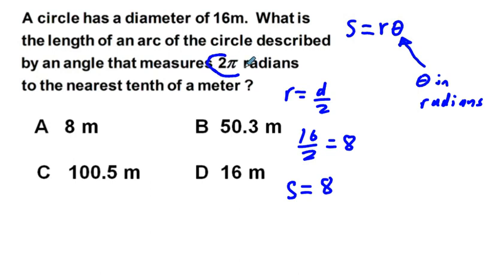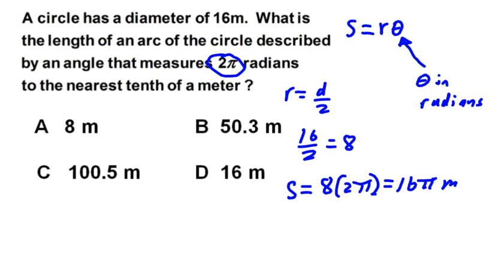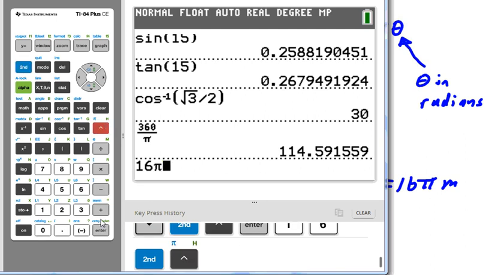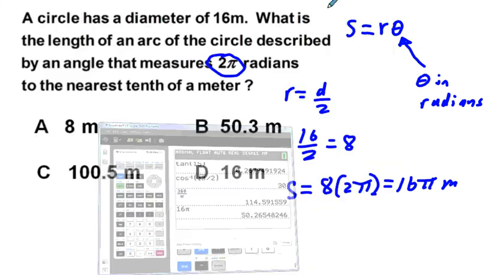So using S equals R theta, we have 8 and we have 2 pi radians. So 8 times 2 pi is going to be 16 pi, and that'll be in meters. So we don't have any answers in terms of pi. So let's go to the calculator. It should be readily apparent what it is. It should be B, I believe. So 16 pi, yeah, about 50.3, to the nearest tenth of a meter.